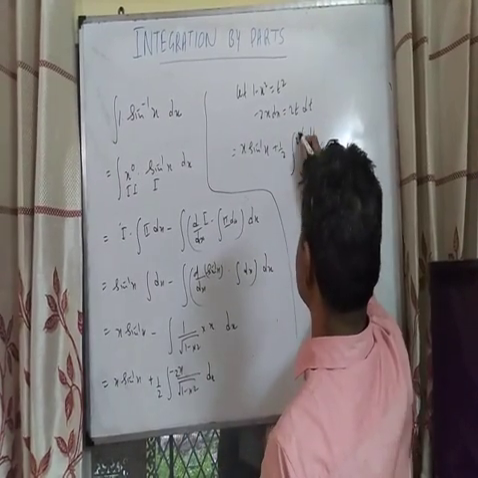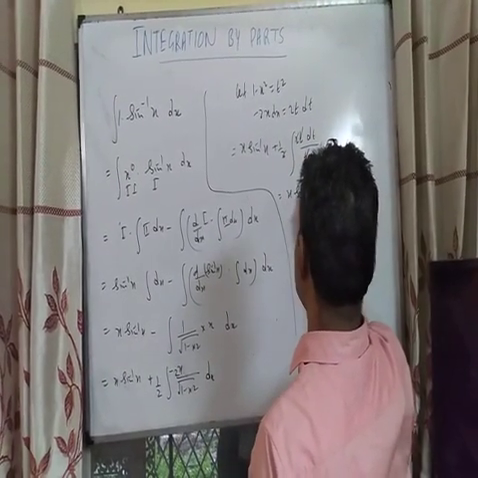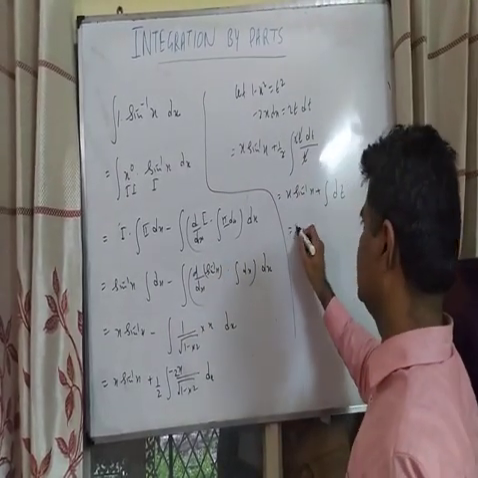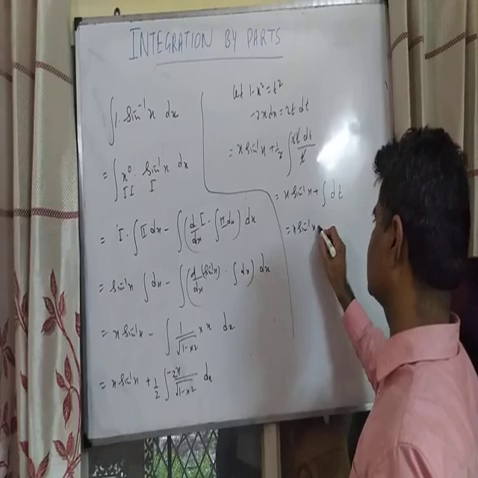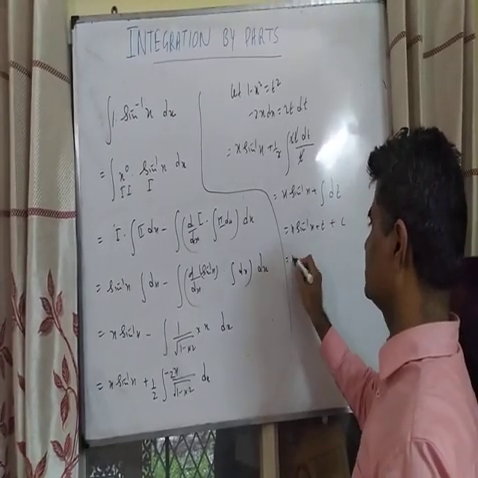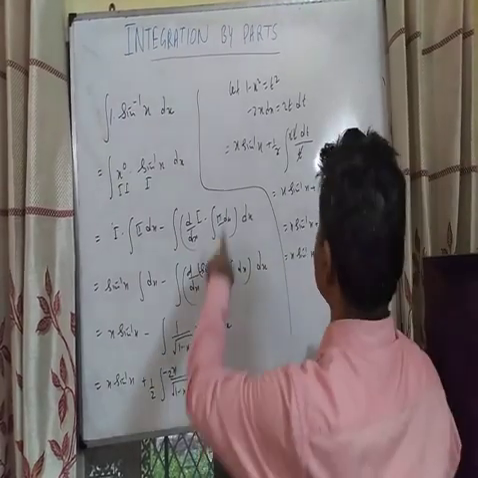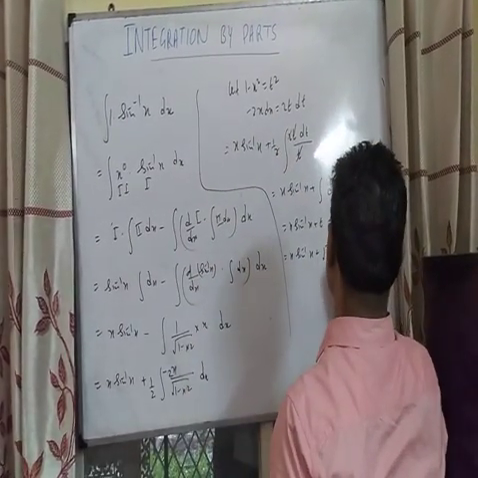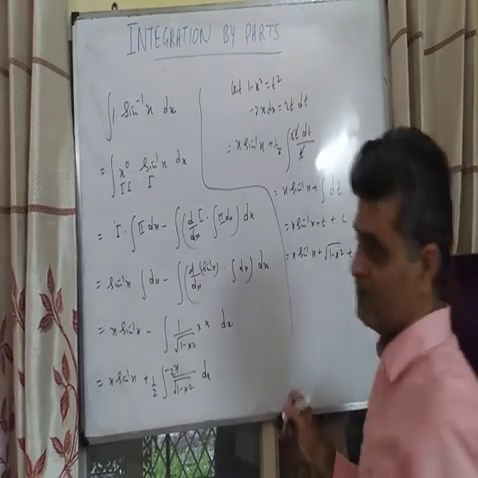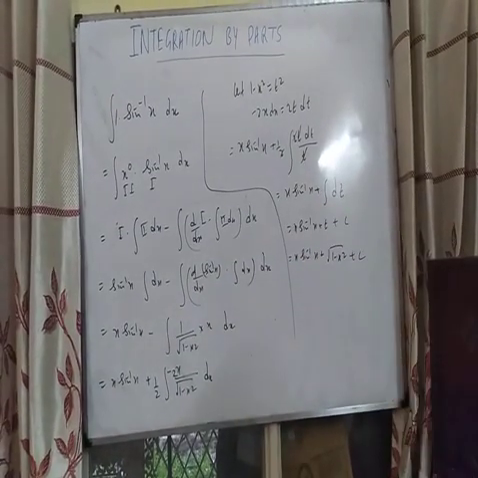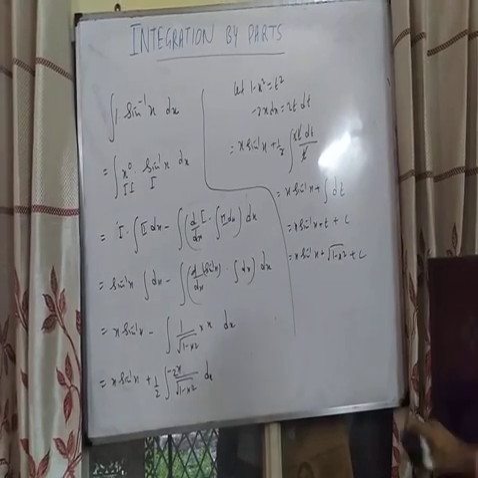So t gets cancelled, 2 gets cancelled. So x sine inverse x plus integration of t. So x sine inverse x plus t plus c. So x sine inverse x, and t, whatever we have assumed, is square root of 1 minus x square, plus c. So you can see how the integration by parts formula is utilized to solve this type of question.